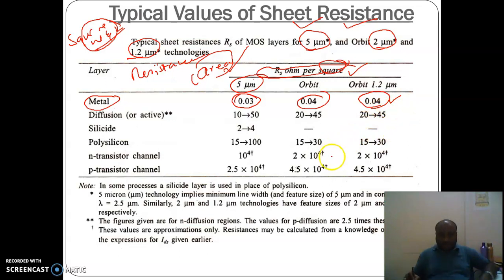One more parameter we will look into. See the cell parameter, this one, if we take, this corresponds to an N transistor channel, that is N MOSFET, and that is relevant to 2 micrometer technology, which is showing a sheet resistance value of 2 into 10 power 4 ohm per square. Right, hope this is clear.